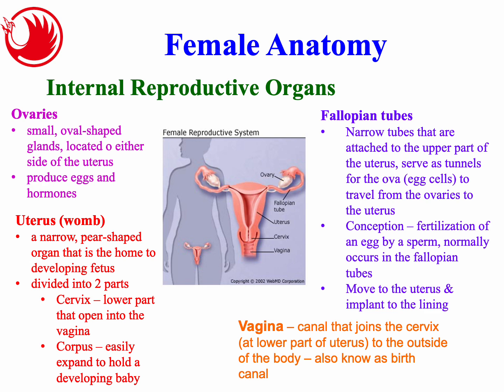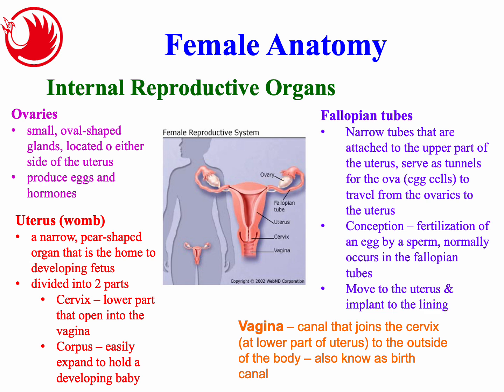Next is the uterus. The uterus is a narrow pear-shaped organ that serves as the home for the developing fetus, the baby. It is divided into two parts: the cervix, the lower part that opens into the vagina, and the corpus, the main body of the uterus, which can expand to accommodate the growing baby.